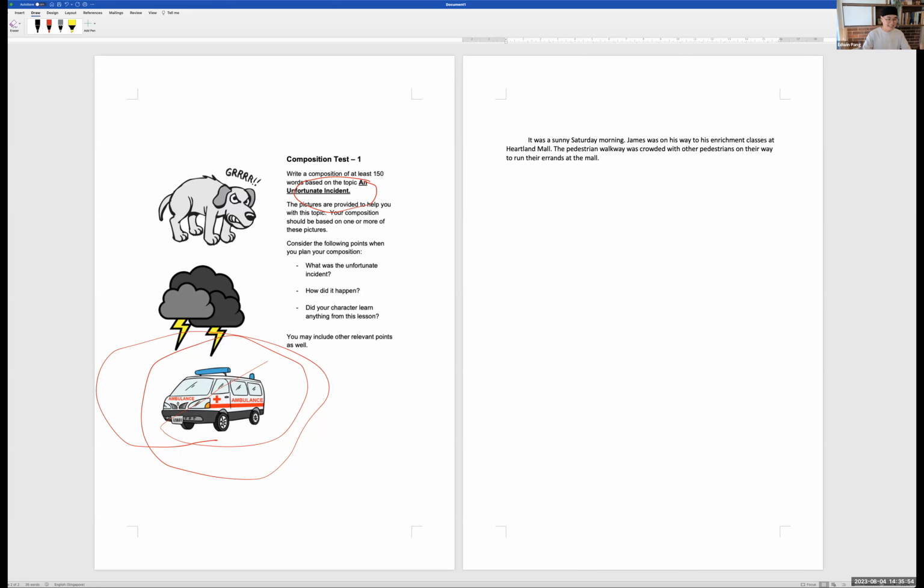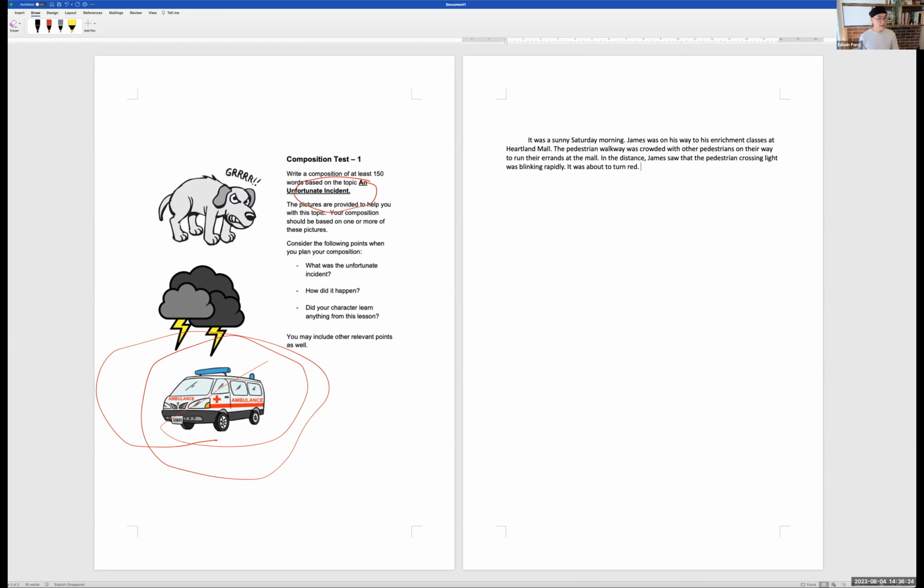Now I need to start to introduce the problem, right? So over here, in the distance, James saw that the pedestrian crossing light was blinking rapidly. It was about to turn red.